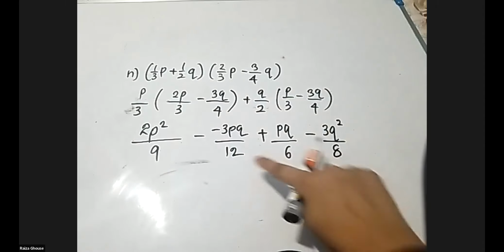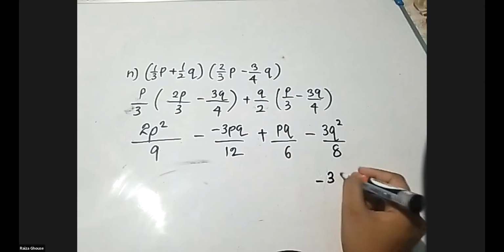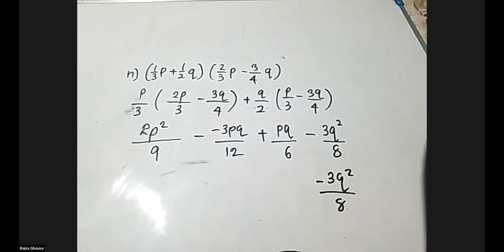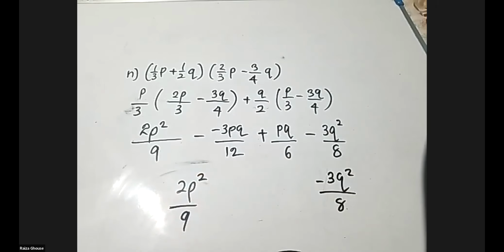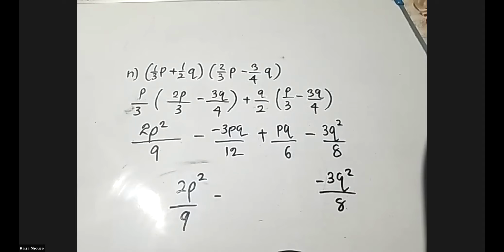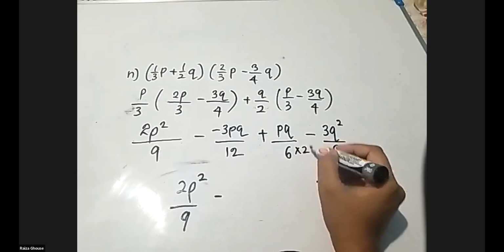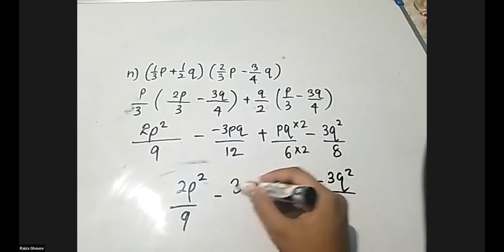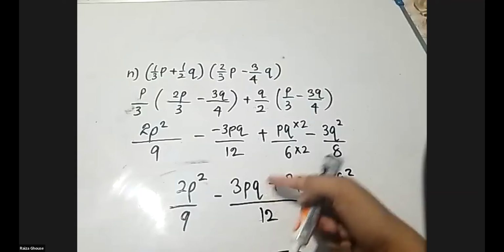My problem is with them. They have different denominators. These can stay happily as they are. But what is the LCM of the middle terms? 12. Yes. Somebody other than Sabiha should say, because she is the person who said all the LCMs. Good. 6 into 2 and this into 2. So I'm getting minus 3pq plus 2pq, common denominator 12. Like terms can be solved.